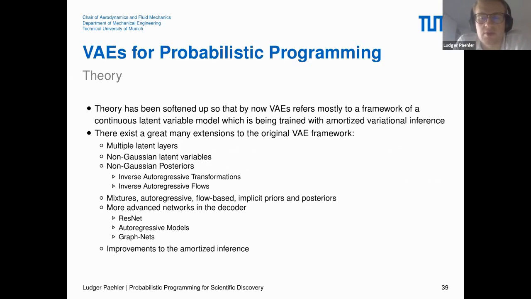In terms of theory, it has gotten a lot less restrictive since its inception. Basically, the structure of encoder and decoder even now gets mostly taken for being variational autoencoders. And there exist many extensions, of course. It's a highly active research area. So you could have multiple latent layers, non-Gaussian latent variables, non-Gaussian posteriors, inverse autoregressive flows, mixtures, autoregressive structures, use ResNets or GraphNets, for example, in your decoder. And again, there's always this backdrop of further and further improving variational inference algorithms, which make inference a lot more tractable.